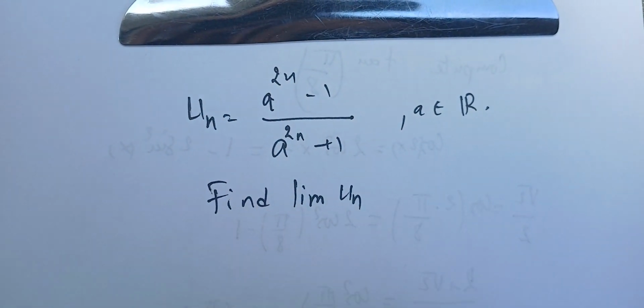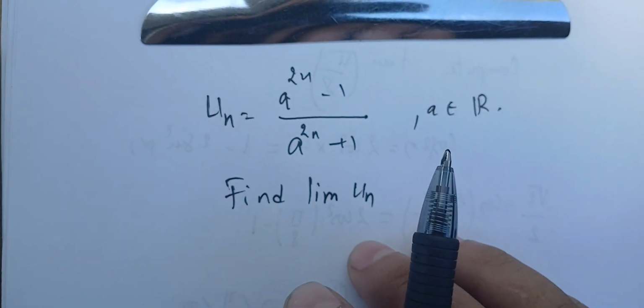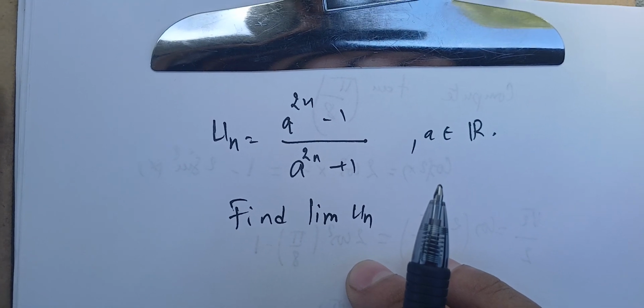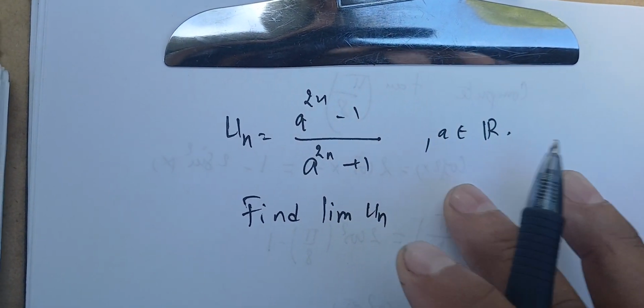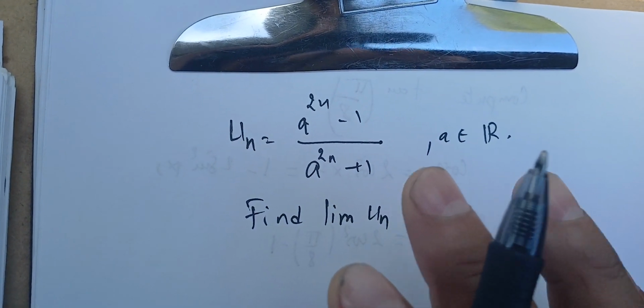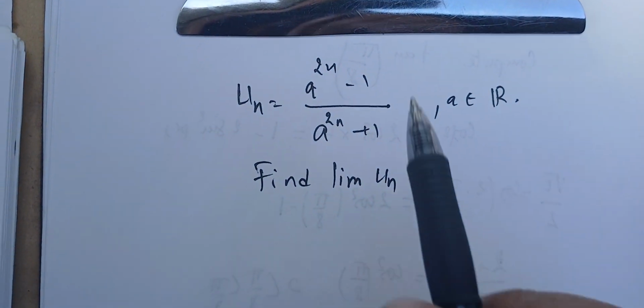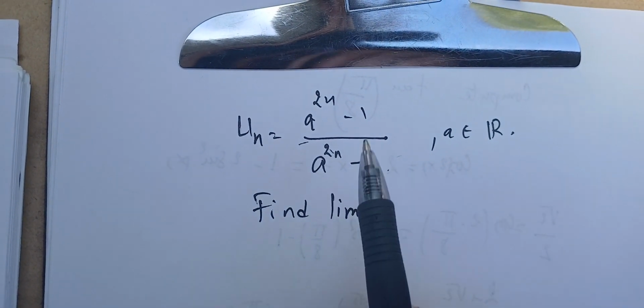In this video, we're going to try to find the limit of this sequence defined by a to the power 2n minus 1 over a to the power 2n plus 1. So a is in R. The limit will depend on the values of a. Note that this a to the power 2n plus 1 is never 0.